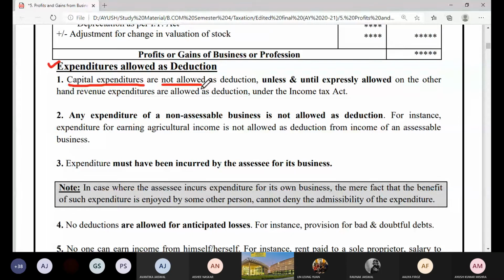Now, if the question says that although this is a capital expenditure but needs to be treated as a revenue expenditure, then as I told you in the earlier classes too, the question is God. If it tells that you have to do this, leave all the provisions, forget everything, do it. Okay, so what I have written: unless and until expressly allowed. On the other hand, all revenue expenditures are allowed.